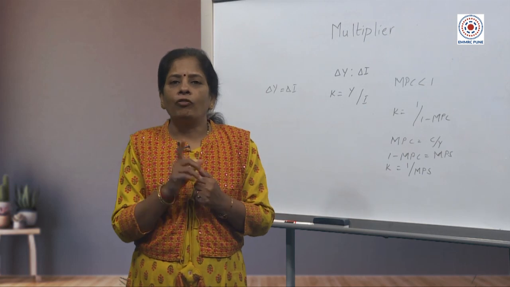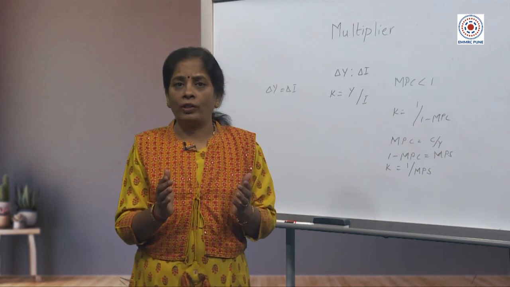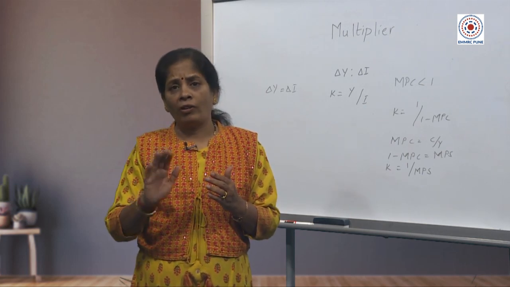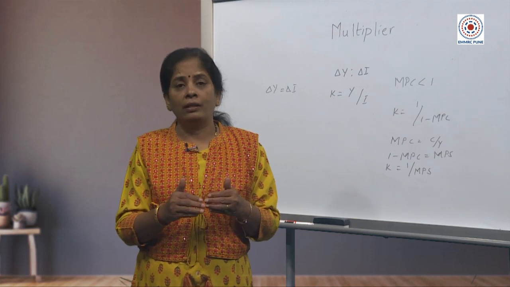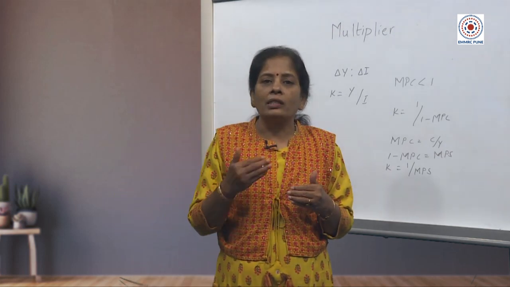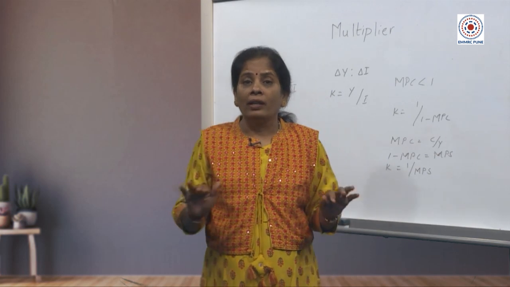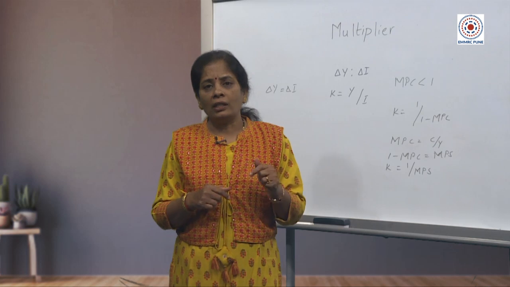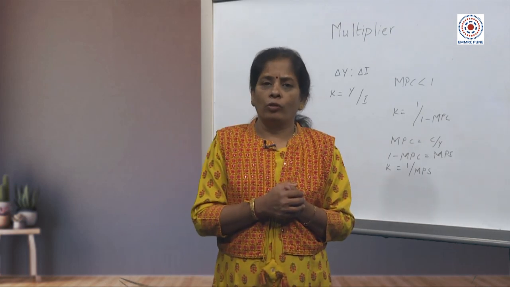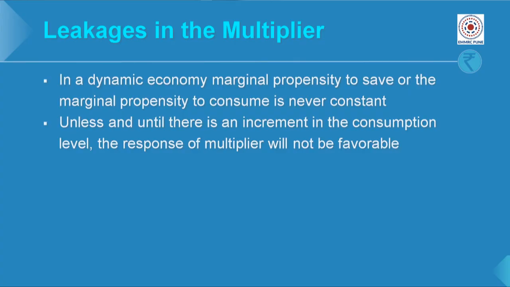Second, if people use a part of their income to pay off bank debts, then instead of spending for consumption, that part of income disappears from income streams. This influences the general volume of consumption. Unless and until there is an increment in the consumption level, the response of multiplier will not be favorable.